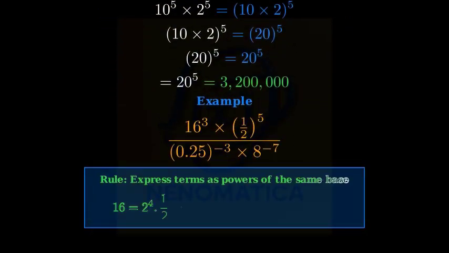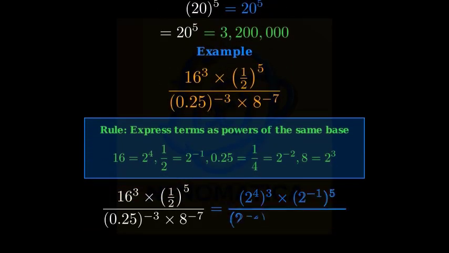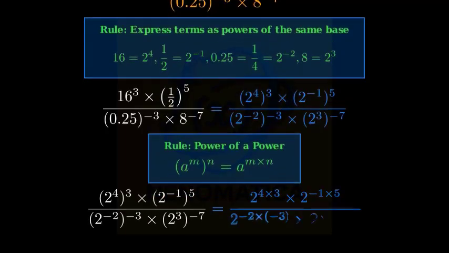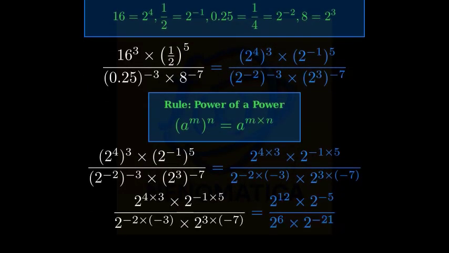To solve this expression, we'll first rewrite each term as a power of 2. This will make it easier to combine everything into a single expression. Now we'll apply the power of a power rule, which states that when we have a power raised to another power, we multiply the exponents. Let's calculate the exponents. 4 times 3 equals 12. Negative 1 times 5 equals negative 5. For the denominator, negative 2 times negative 3 equals positive 6. And 3 times negative 7 equals negative 21.